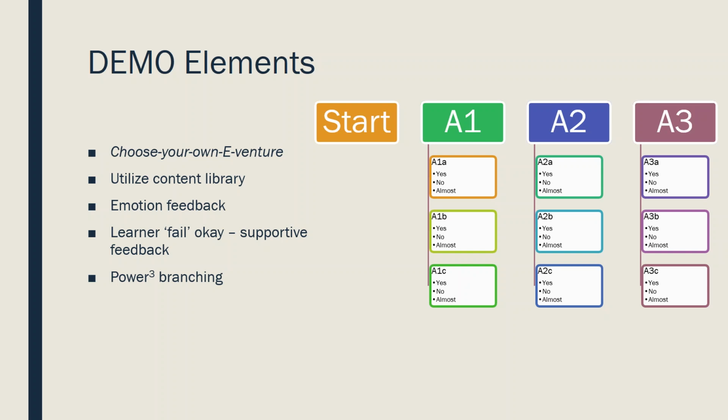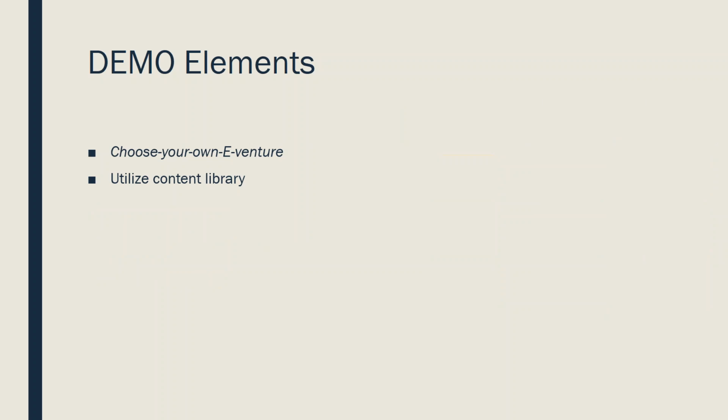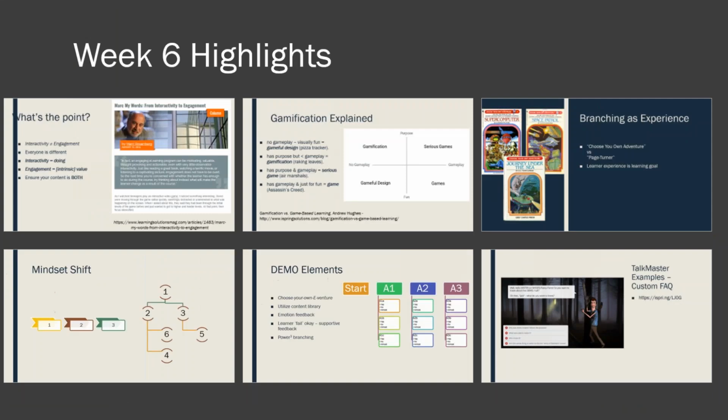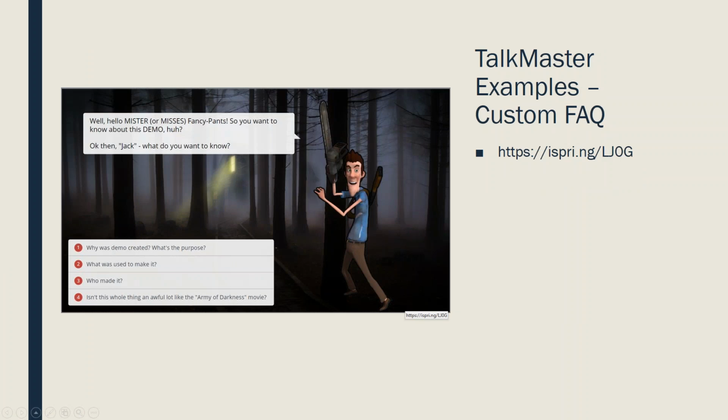Really, we could include things in the Talkmaster that included emotional feedback, whether or not the interaction had made the imaginary virtual participant happy, sad, whatever it is. But we utilized within that framework the content library inside iSpring. So that was the demonstration we did. And then I'll show this a little bit later when we look at concrete examples, what I have done to create a customized FAQ based on Ash versus Evil Dead. I'll get into that in a moment, but basically we took another look at that this week.